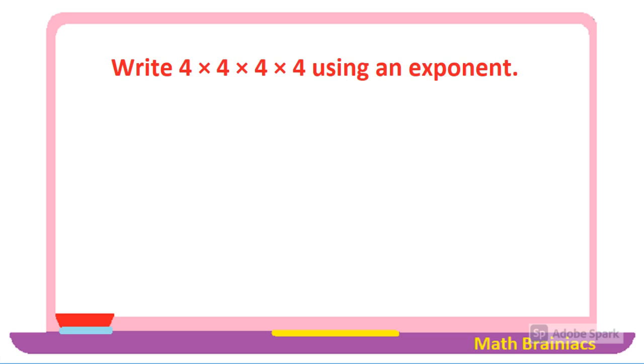Write 4 times 4 times 4 times 4 using an exponent. The factor 4 is the base here, and we multiply it 4 times. Accordingly, the exponent is 4 because we multiply it 4 times. Therefore, write 4 times 4 times 4 times 4 using an exponent. It will give us 4 raised to the power of 4.